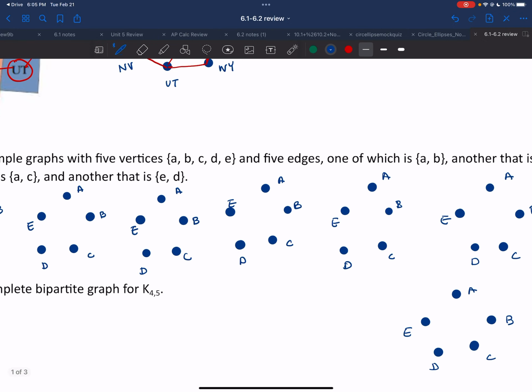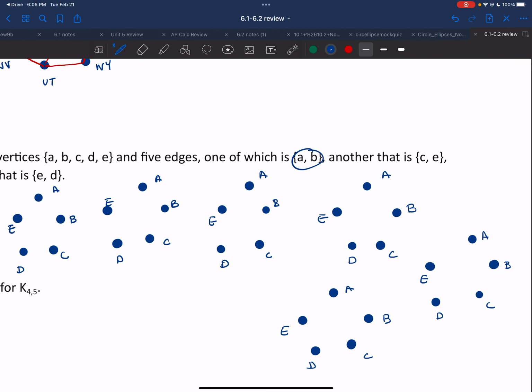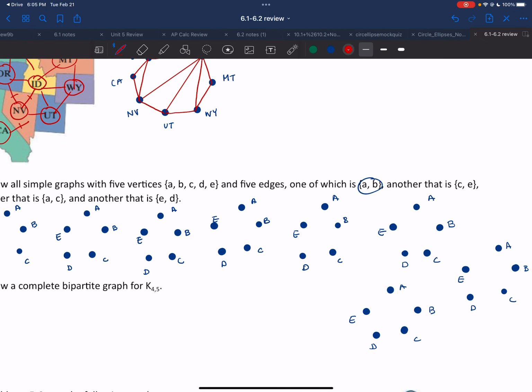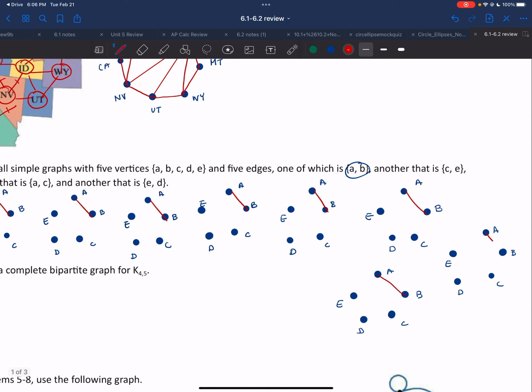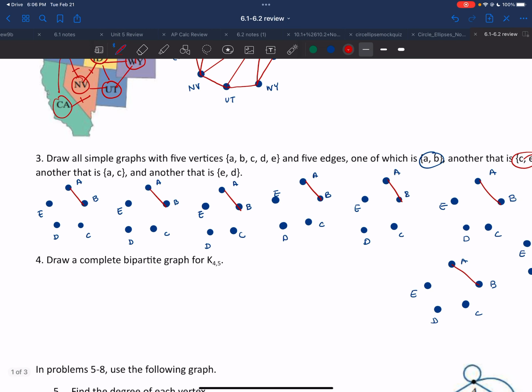We have AB, so that's going to be a connection on all of them. So AB is to be connected on all of them. So I'm going to get those done. AB and AB. Then CE is going to be another one. So CE is connected on all of them.